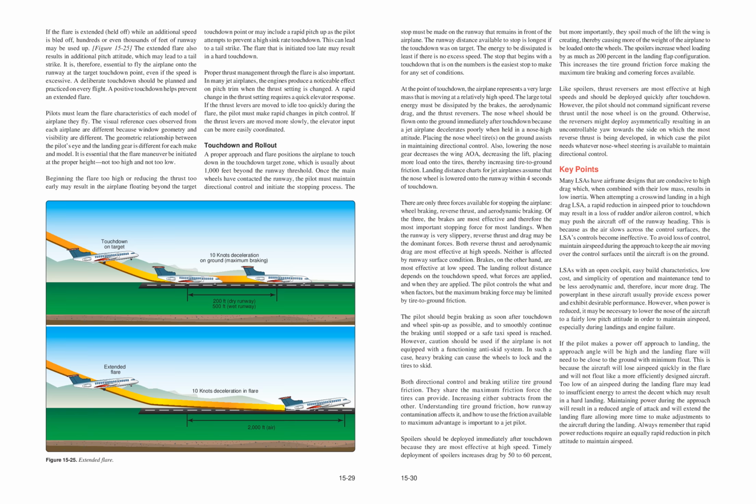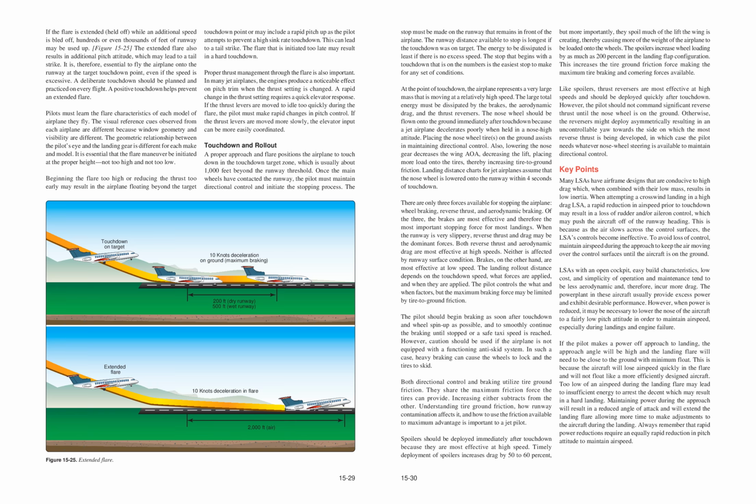However, the pilot should not command significant reverse thrust until the nose wheel is on the ground. Otherwise, the reversers might deploy asymmetrically, resulting in an uncontrollable yaw towards the side on which the most reverse thrust is being developed, in which case the pilot needs whatever nose wheel steering is available to maintain directional control.